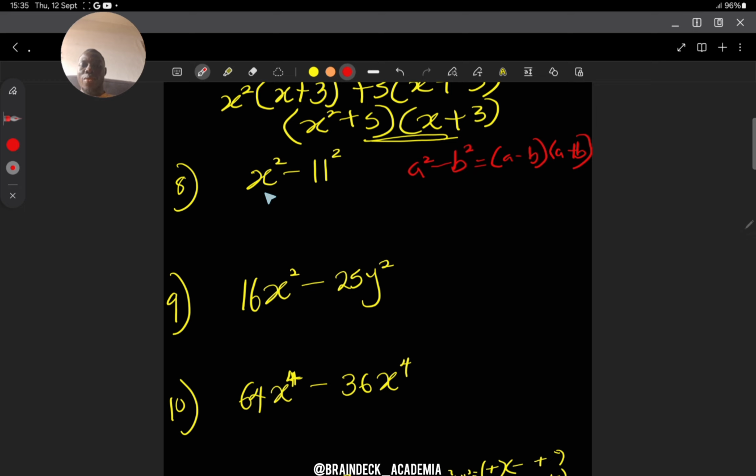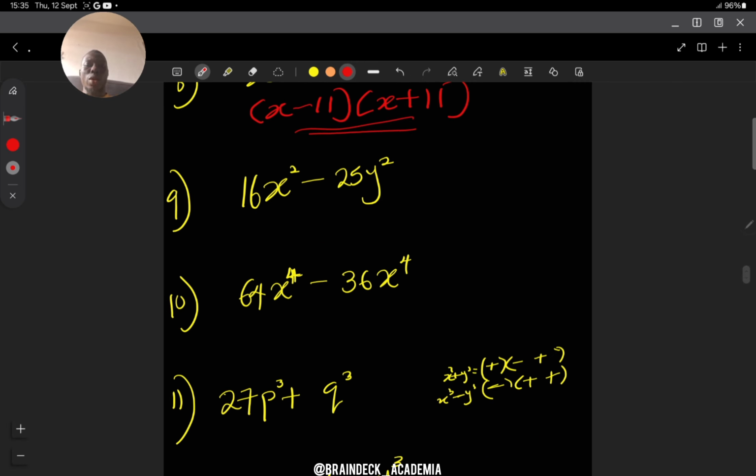So if I have this now, we'll say that this a squared is this x squared, and this b squared is this what? 11 squared. So if a squared is x squared and b squared is 11 squared, that means that a will be what? X. So I write x, the b will be 11, minus 11. Same thing for this side, x plus 11, and that is your answer. It's as simple as that. If you multiply this together, it will give you this. The same thing.